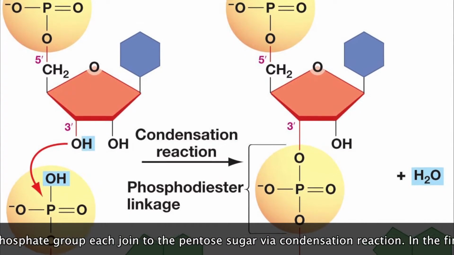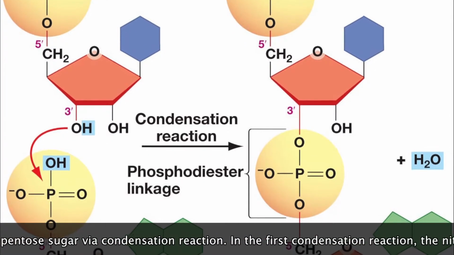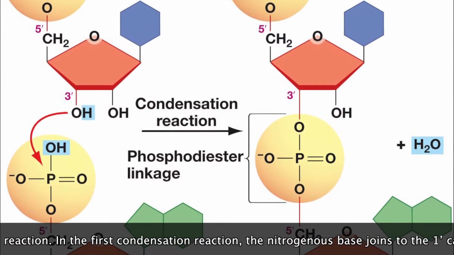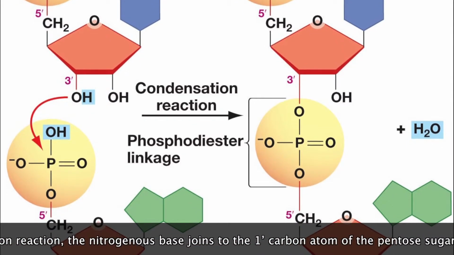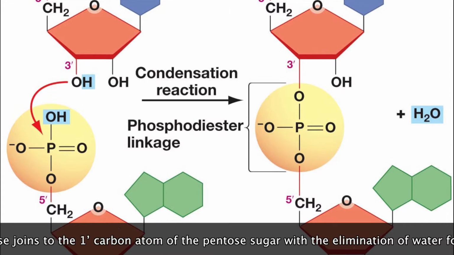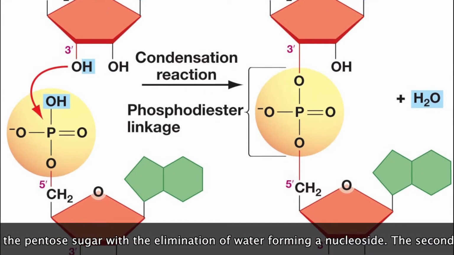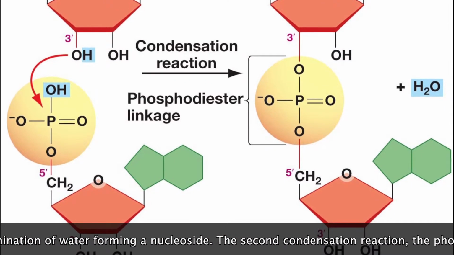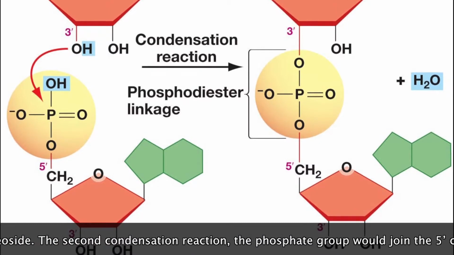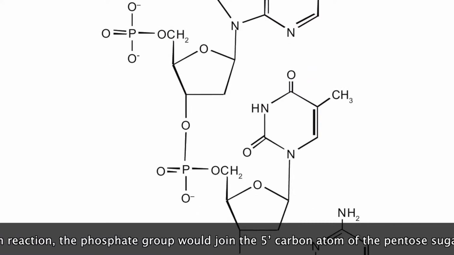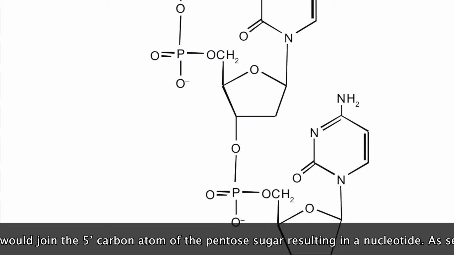In the first condensation reaction, the nitrogenous base joins to the 1 carbon atom of the pentyl sugar with the elimination of water, forming a nucleoside. In the second condensation reaction, the phosphate group would join the 5 carbon atom of the pentyl sugar, resulting in a nucleotide. So these nucleotides would actually join up to form a DNA strand.